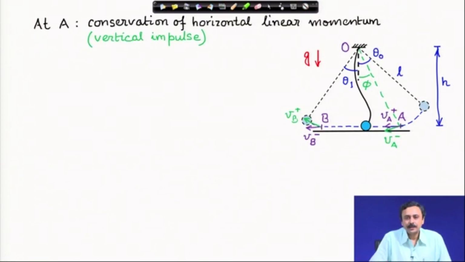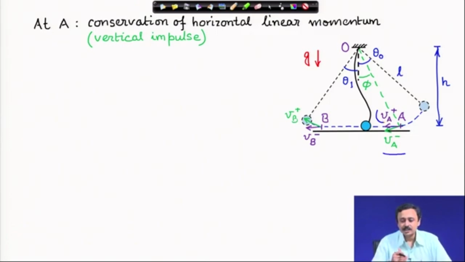Now, when it hits the ground, let us call that point A, as I have marked in the figure. The ground being frictionless, there is no horizontal force. Therefore, the linear momentum in the horizontal direction must be conserved, but there is a vertical impulse. What has happened? If you notice carefully, the bob was travelling on an arc, hits the ground, just before it hits the ground, its velocity was V a minus. Just after it has hit the ground, its velocity is V a plus.